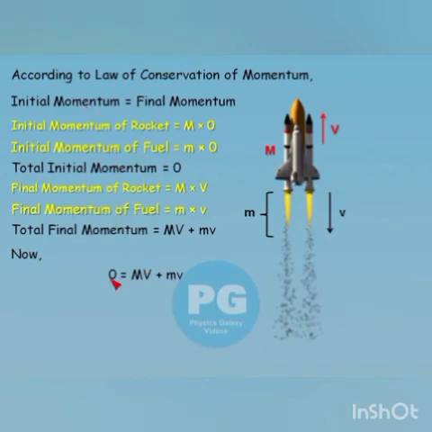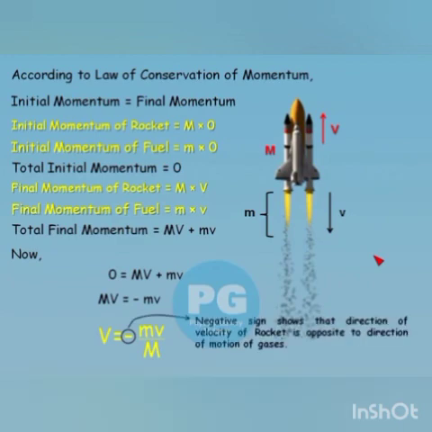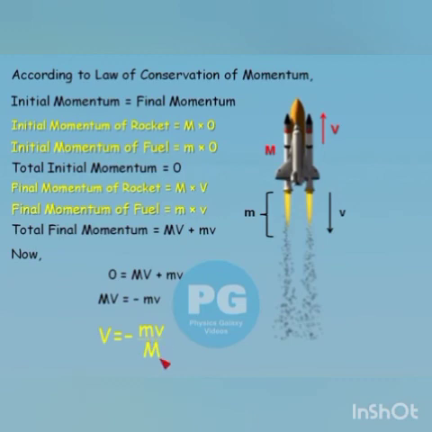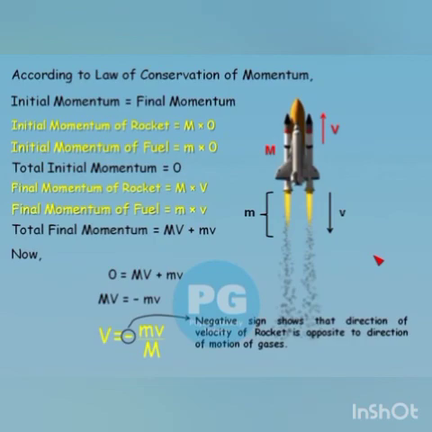Now, if we substitute the values of total initial momentum and final momentum in this expression, we can say the initial momentum is equal to the total final momentum. If we rewrite the equation by simplifying it, we can write the velocity of the rocket, which we denoted by capital V, is equal to minus small mv upon capital M. Here this negative sign denotes that the direction of velocity of the rocket is opposite to the direction of motion of the gas. So this is the same expression that we have already derived in the case of the recoil velocity of the gun.